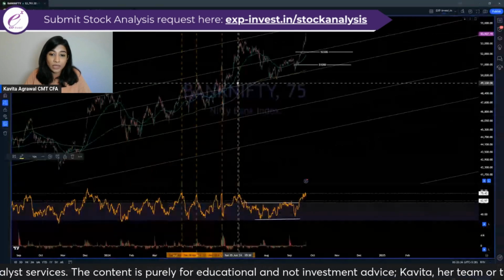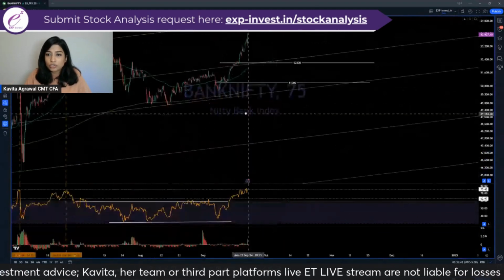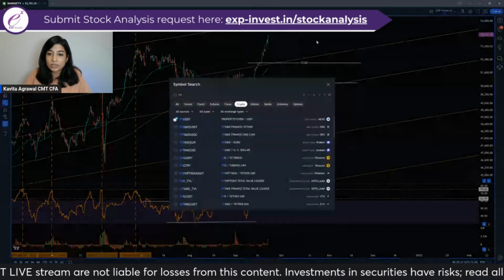And here you see the internal trend line also passes. So this is basically this. Would I recommend fresh positions in Bank Nifty? I would not recommend them in banking stocks either. Let's move to the next.